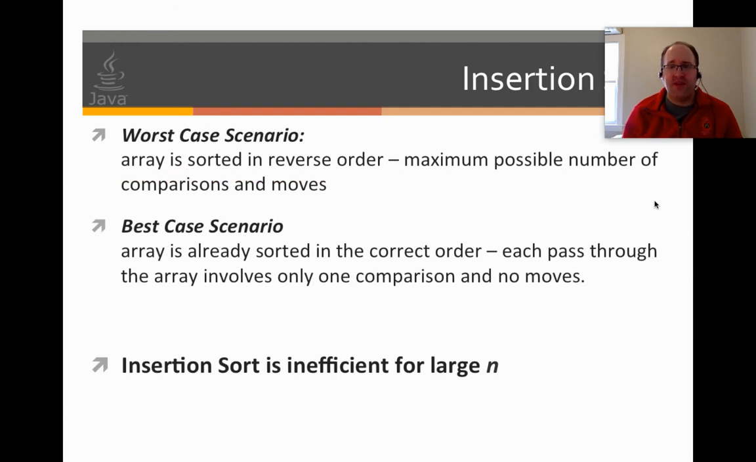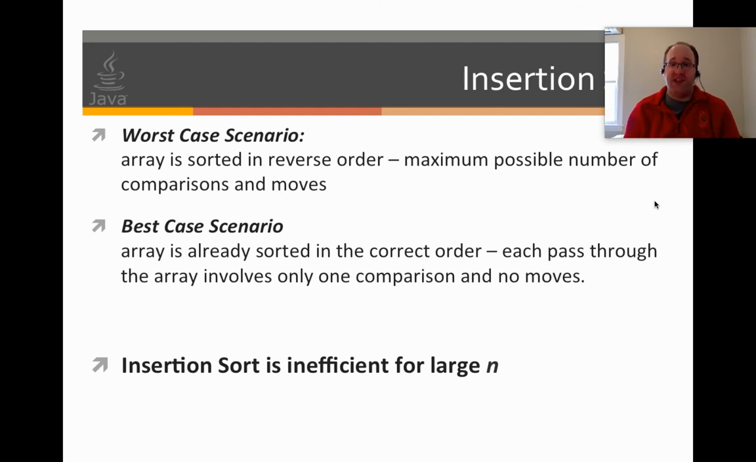Sometimes they also ask about the worst case scenario and the best case scenario for these sorts. The worst case scenario for the insertion sort is that the array is sorted in reverse order, where everything is backwards, and now you have the maximum possible number of comparisons that have to be made and the maximum number of moves that have to be made.